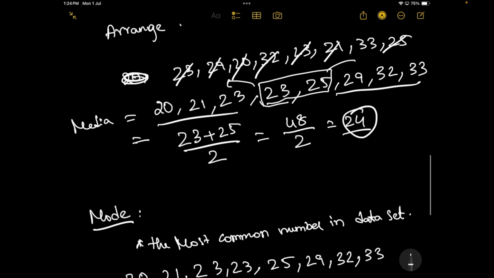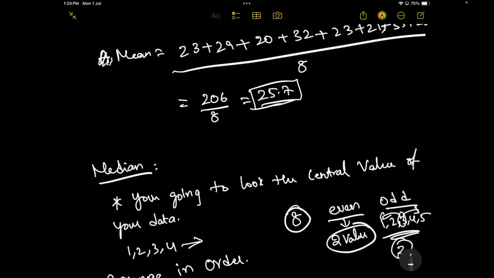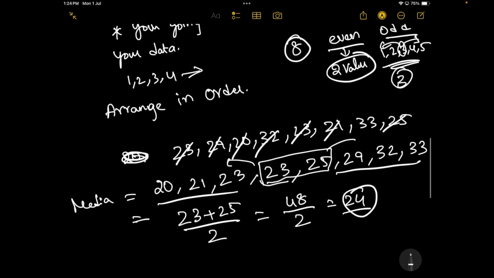So 23, 24, and what is our average? 25.7. Okay, this is how you find mean, median, and mode. That was good. But now we are going to dive into the real world, like why we need to consider mean in some cases, median in some cases, and mode in rare cases. Why do we need to do that?